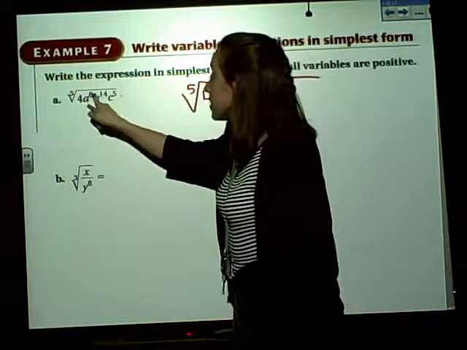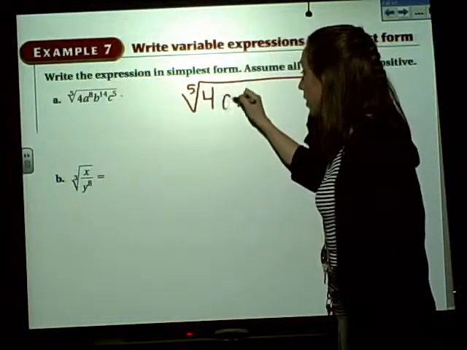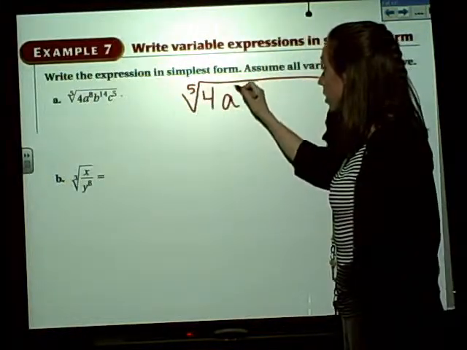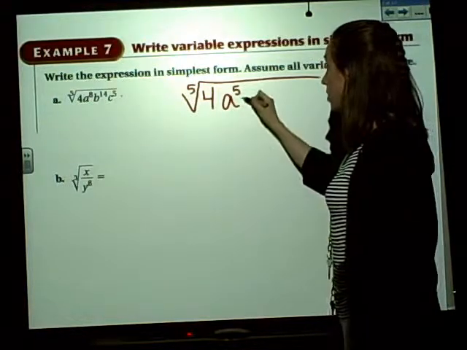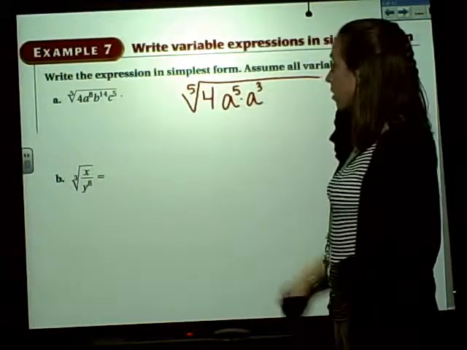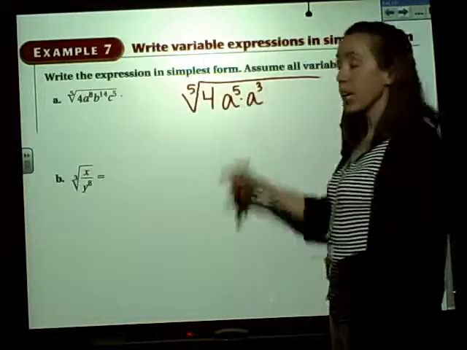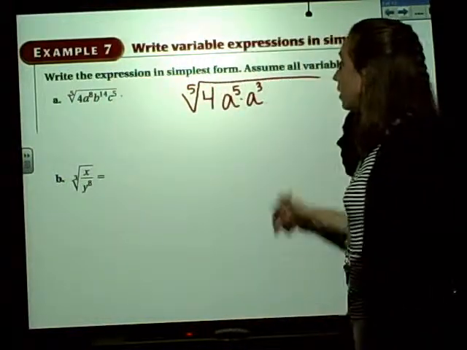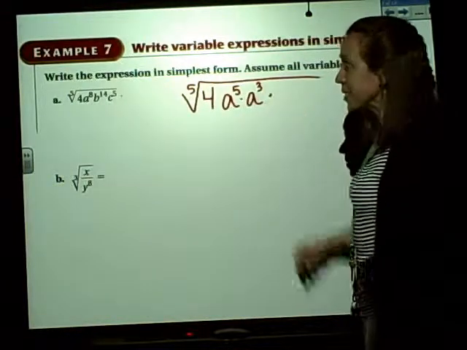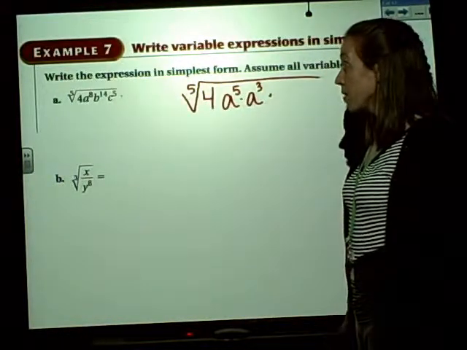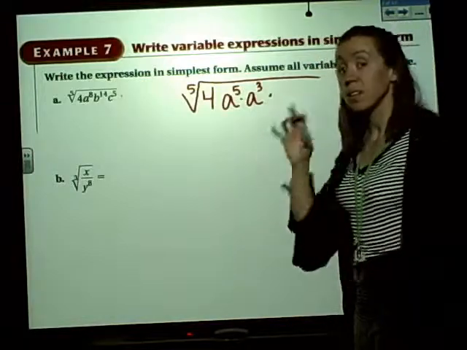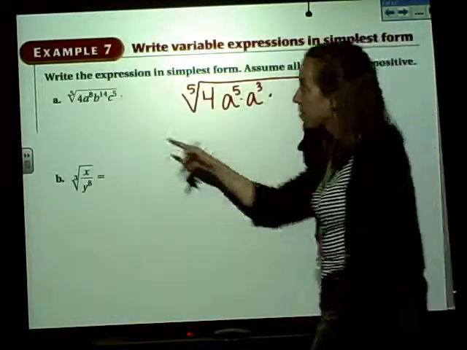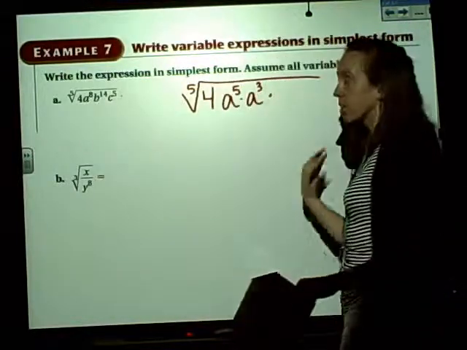A to the 8th can be rewritten using our root as a to the 5th times a to the 3rd. Remember, you're just adding your exponents, so you can pull out the biggest root you can. Then let's look at the b's. 14 you cannot divide by 5, so we're going to pull out the biggest number that's divisible by 5 and then just subtract to find what's left.